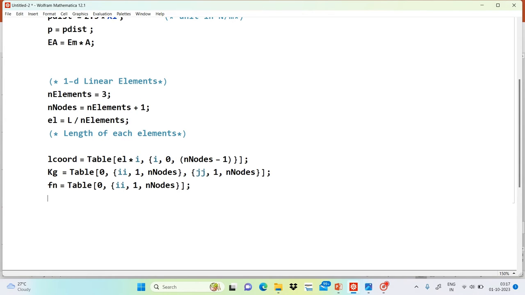Now we have the linear displacement function. So we can say displacement approximation for linear elements, two noded linear elements. What we can say, u approx, that is equal to a naught plus a1 into x.